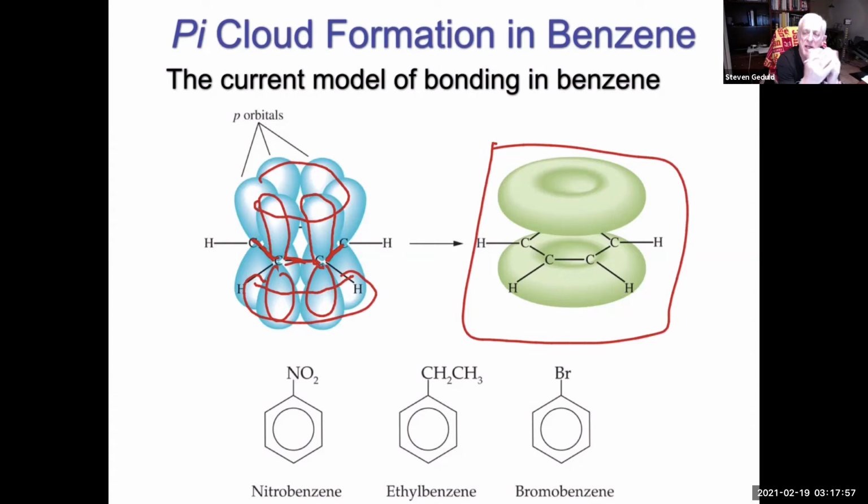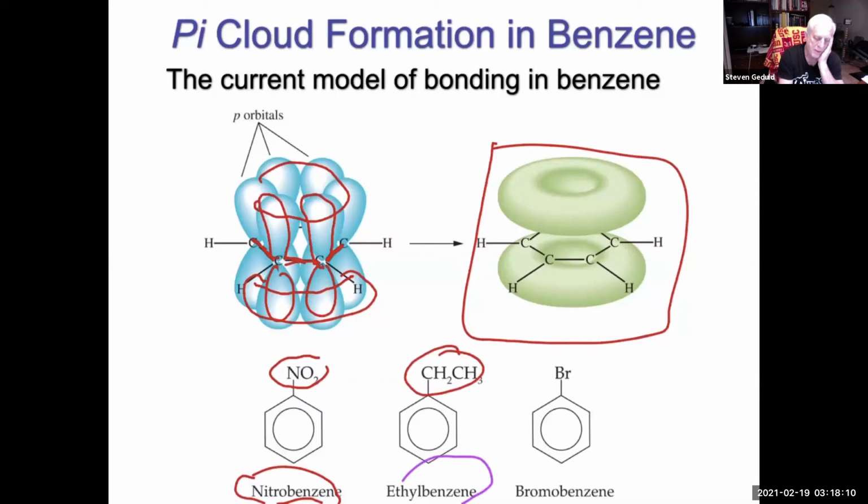Okay, and we name it as benzene. We put an NO2 group on it, this is nitrobenzene. If we put an ethyl group on it, this is ethylbenzene. If we put a bromine group on it, this is bromobenzene. If you put a chlorine group on it, could you tell me what it would be called?